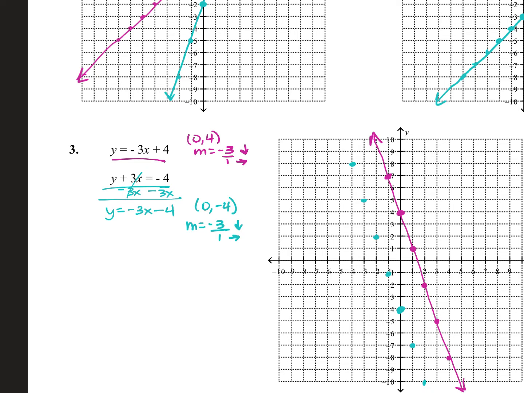It's going to give us the line that looks like this. And because these two have the same slope but different y-intercepts, these two lines will never intersect, which means there's no solution.